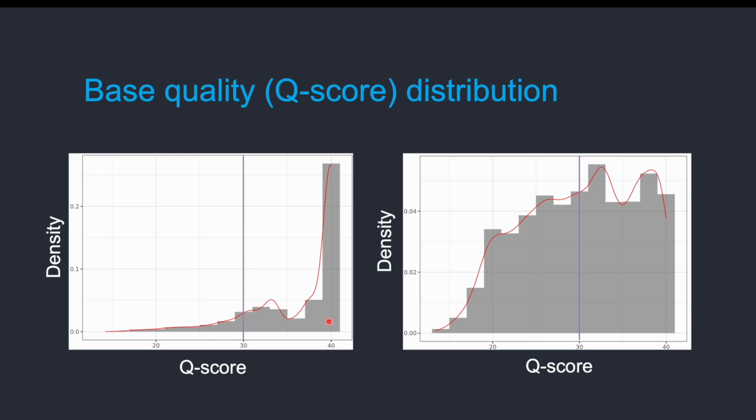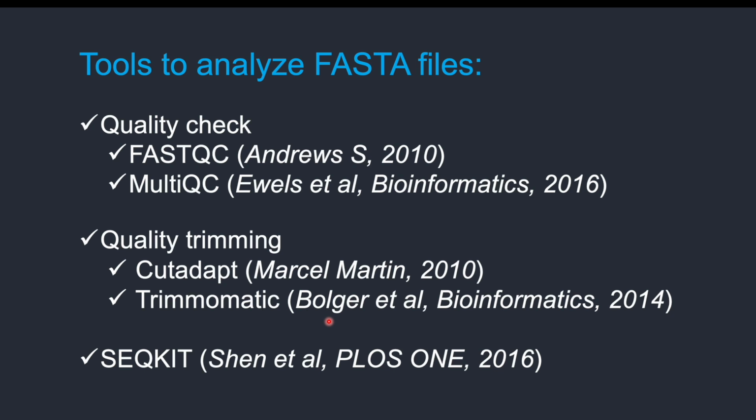After that, we may want to trim the low quality bases from the DNA sequences. For that, we can use multiple tools. For example, for quality trimming, we can use Cutadapt or Trimmomatic. After quality trimming, we can visualize the data using FastQC. SeqKit is very useful if we want to convert the encoding between different platforms or different versions.